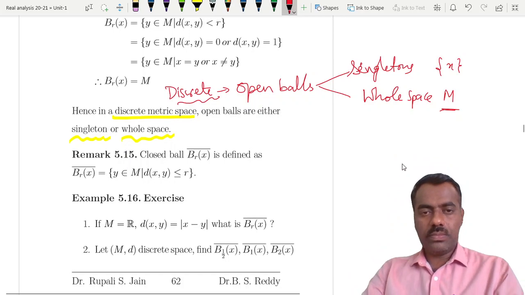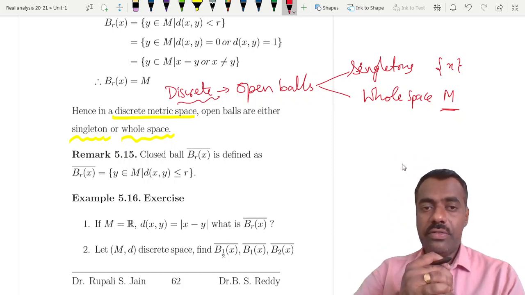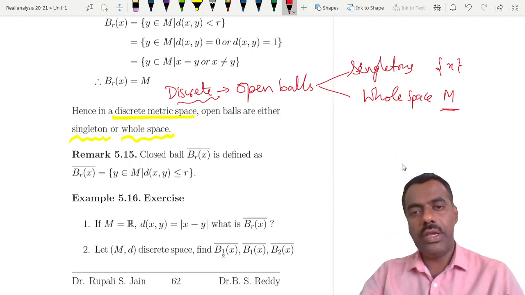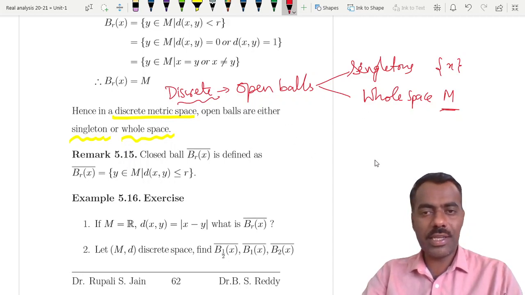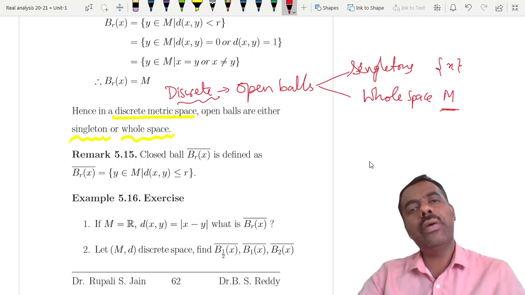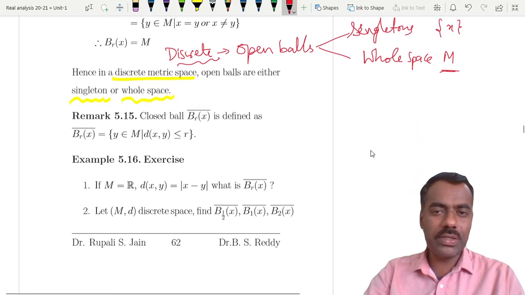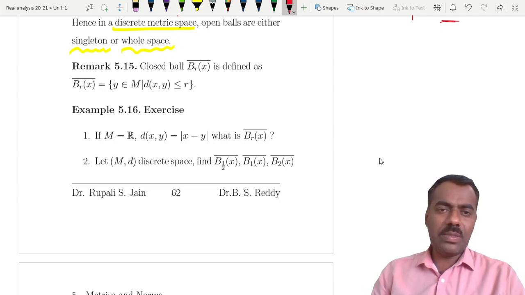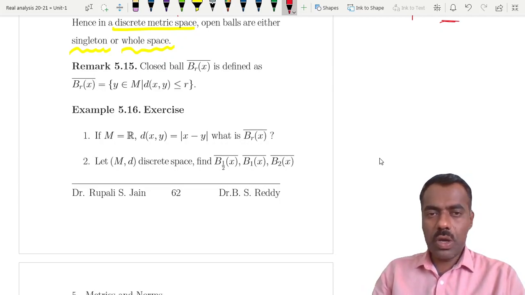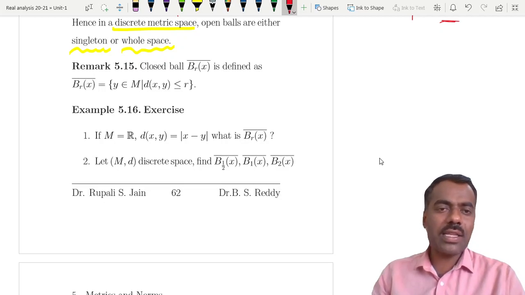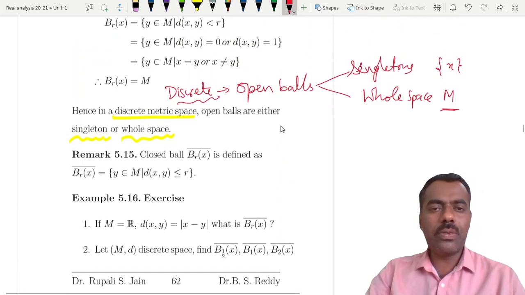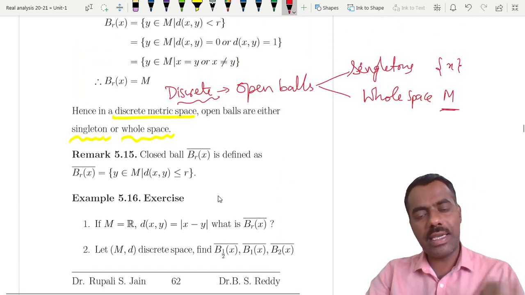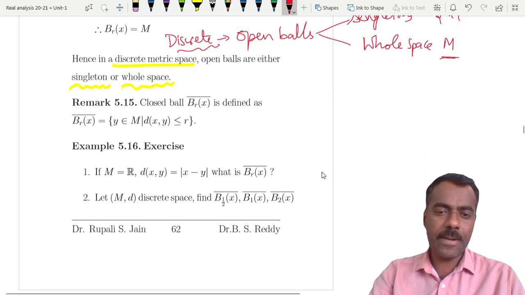Later on we'll see why this discrete metric space is special, because here singletons are open. So every set is open, and so on; we'll see that. The same way you can define what is meant by a closed ball. Obviously, you can define it so that the distance between x and y, even if it is equal to r, that element is allowed. So the only difference between an open ball and a closed ball is that the distance can be equal to r also.